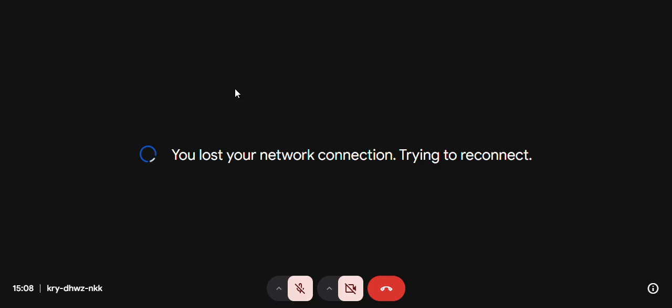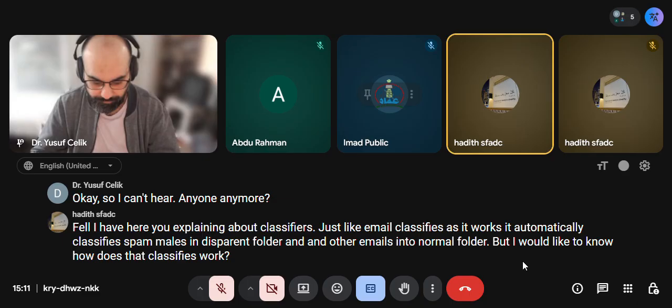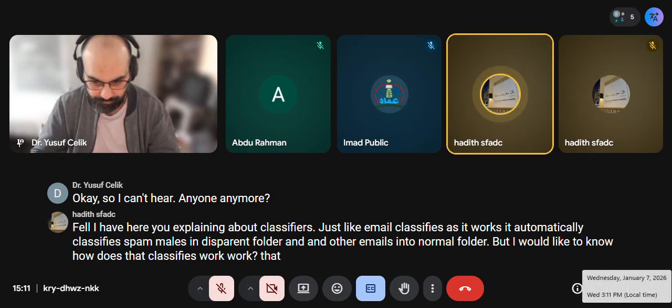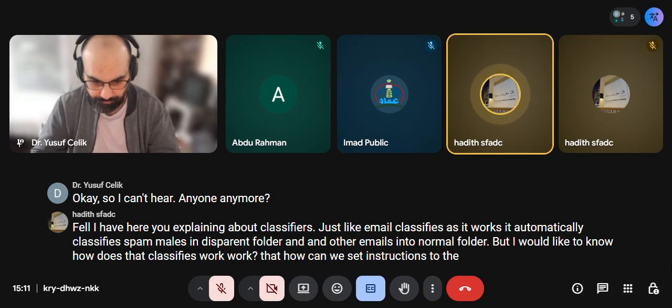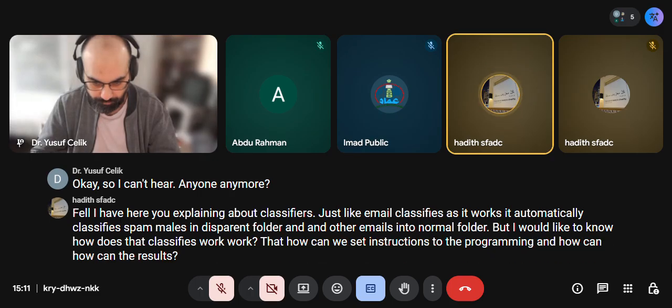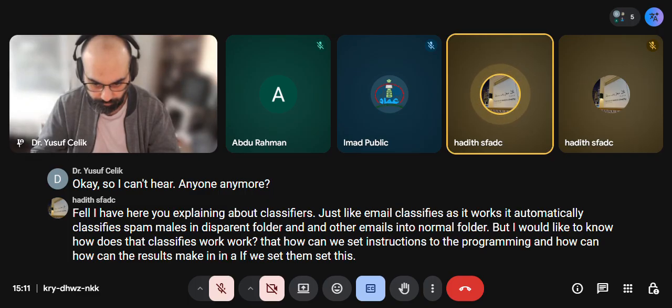So hopefully this has given you some introduction, some understanding. How can we set instructions to the programming, and how can the results be made if we set these classifiers in a hadith filtering system?